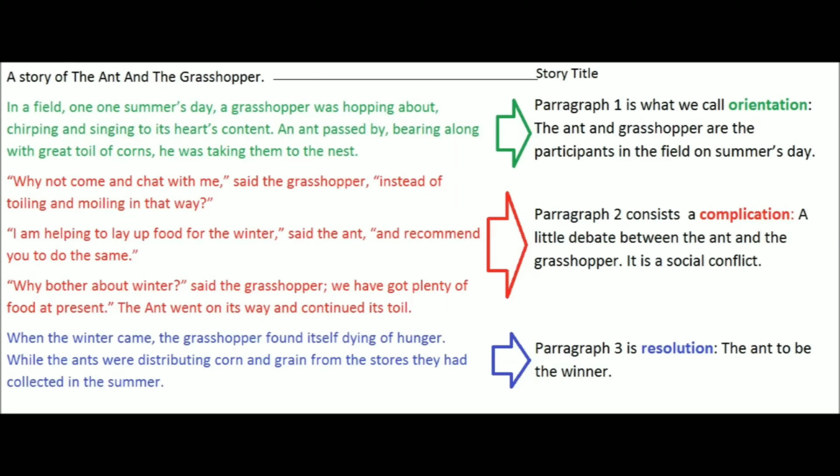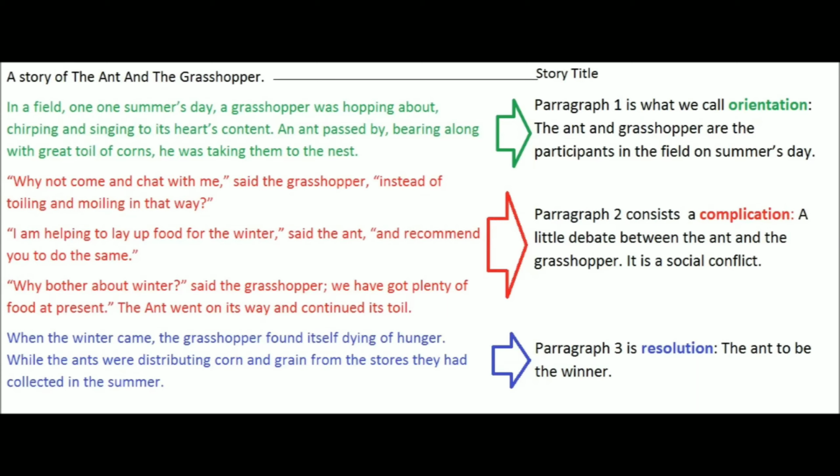Okay, now we are going to identify the generic structure of this story. Paragraph 1 is what we call orientation. This introduces the characters and the setting of the story. The characters, or the participants, are the ant and the grasshopper, and the setting is in the field on a summer's day.